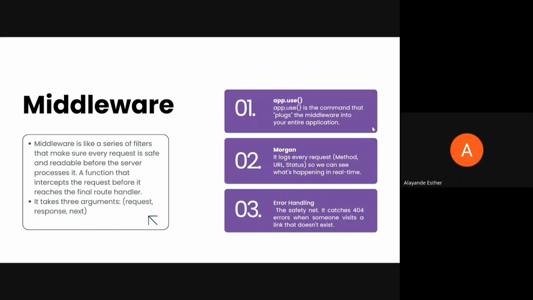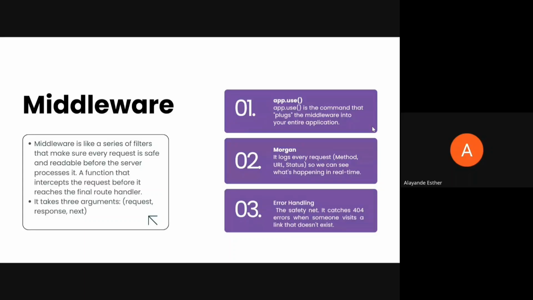And there are some key functions that are used in the middleware. We have the app.use, which is a command that plugs the middleware into the entire application. And we have Morgan. Morgan is also a tool that helps us in the middleware. And we also have the error handling. So like I said before, the middleware is like a security, and it also has the error handling, which is the safety net. So it catches the error before it is sent to the server, and it also makes the communication between the client and the server seamless.